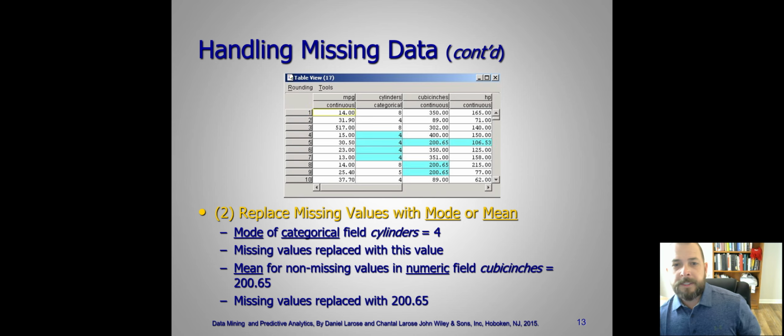Another way that we can handle missing values is by replacing them with the mode or the mean. For categorical variables, we replace with the mode. Remember, the mode is the most frequent value in that distribution. For instance, for cylinders in the car, I might replace it with the most frequent value, which happens to be 4. Or I can replace continuous values with the mean, calculating the mean of the distribution of the values and then replacing the missing values with it.